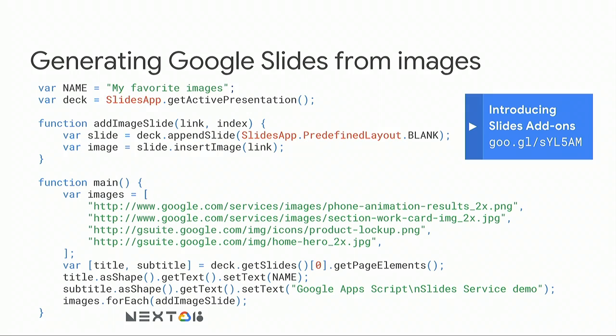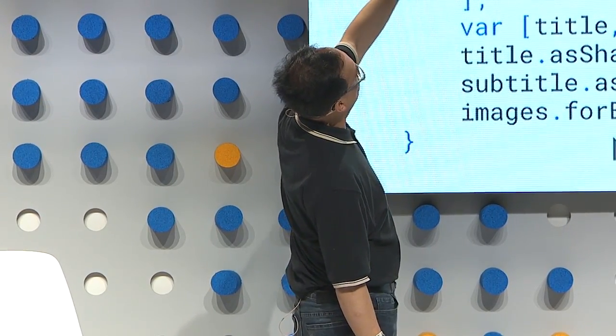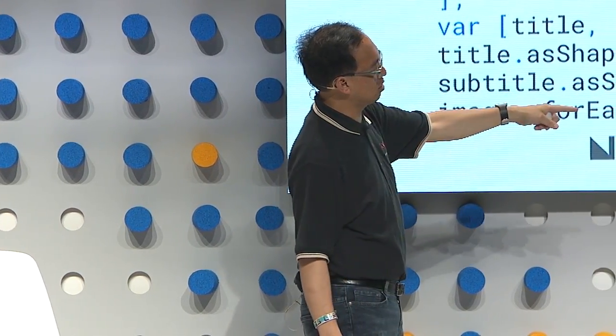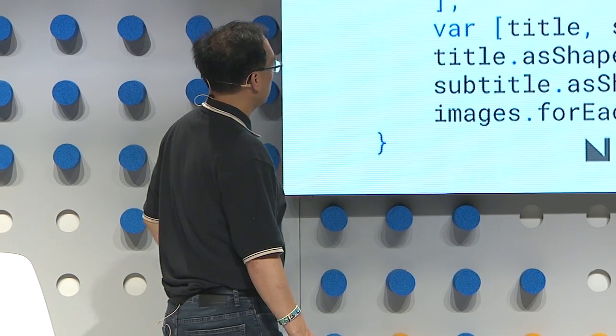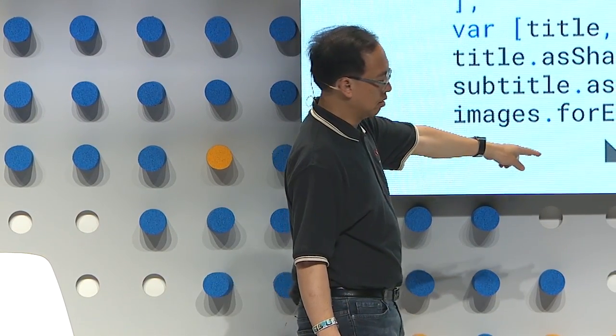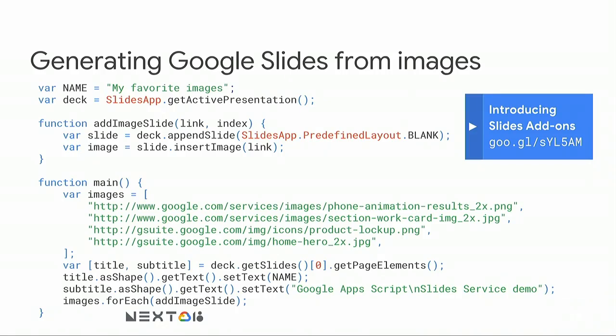So let's start with main. Here are my 4 images. When you create a new slide deck, the thing that you always get is page 1, which is the title slide. So let's fill in the title and the subtitle. The title is listed above, my favorite images, and the subtitle I put down here. Then I have a for loop that loops through each of the 4 images, and for every image, I call addImageSlide, a function that appends a blank slide to the end of the existing presentation and then inserts an image based on that link. That's it. It's pretty basic.